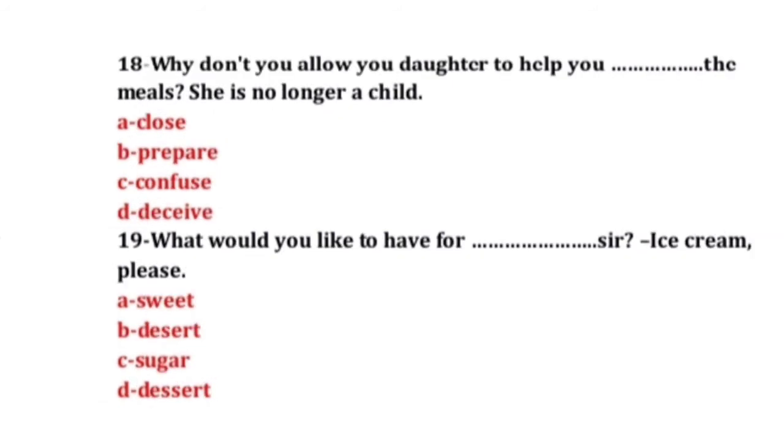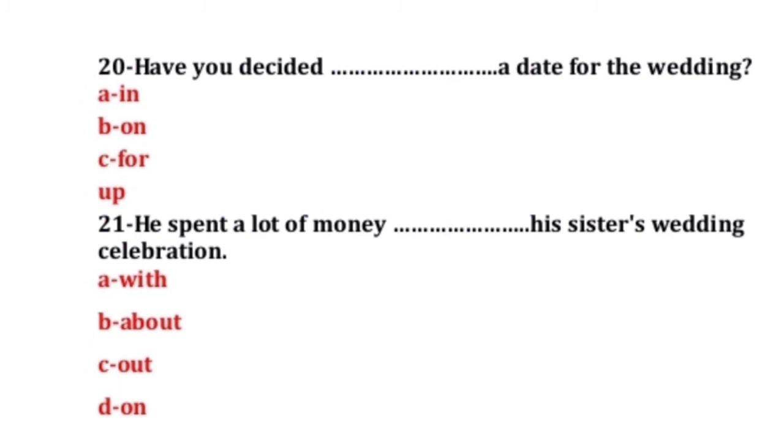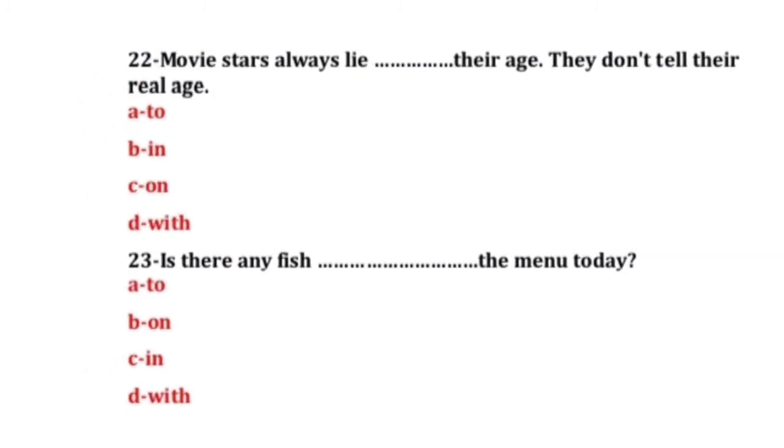Why don't you allow your daughter to help you prepare the meals? She's no longer a child. The answer is prepare. What would you like to have for dessert, sir? Ice cream, please. The answer is D, dessert. Have you decided on a date for the wedding? The answer is on. He spent a lot of money on his sister's wedding celebration. The answer is on. Movie stars always lie about their age. They don't tell their real age. The answer is about. Is there any fish on the menu today? The answer is on.